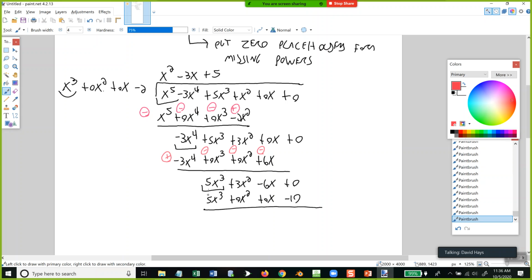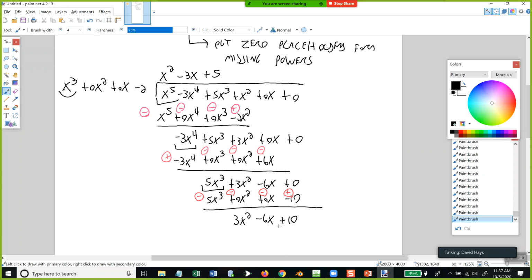We're going to subtract that, so we'll flip signs. So that's negative, negative, negative, positive. 5x to the third minus 5x to the third drops away. 3x squared minus 0x squared is 3x squared. Negative 6x minus 0x is negative 6x. 0 plus 10 is positive 10.